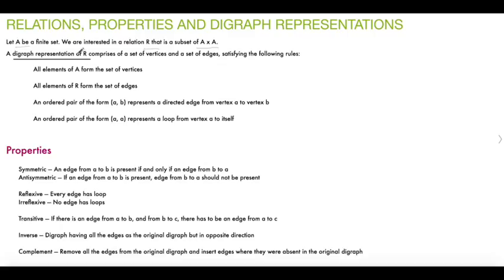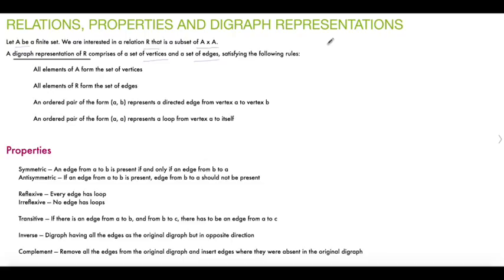So now the digraph representation of R comprises a set of vertices and a set of edges satisfying the following rules. All elements of A are the vertices, all elements of R are the edges, and an ordered pair (A, B) represents a directed edge from vertex A to B. An ordered pair of the form (A, A) represents a loop from the vertex A to itself.